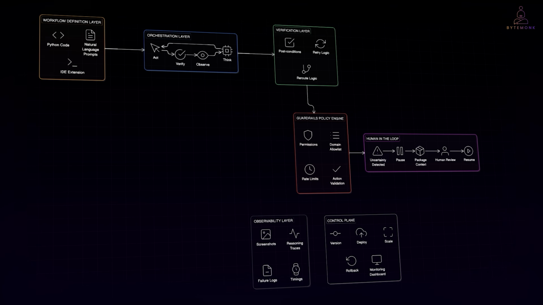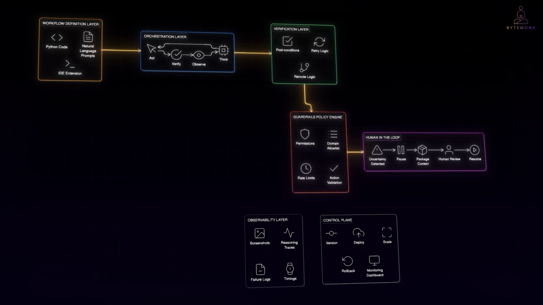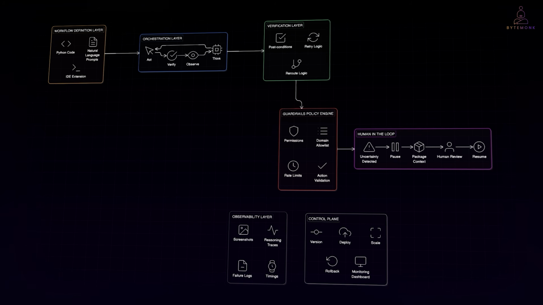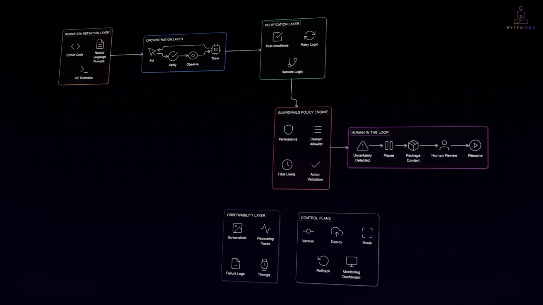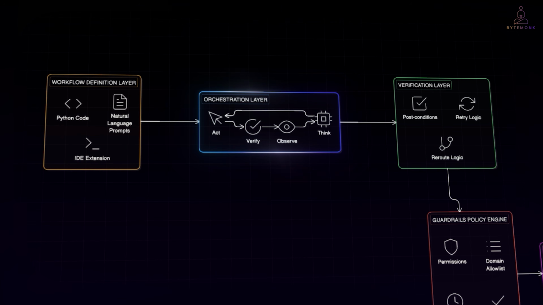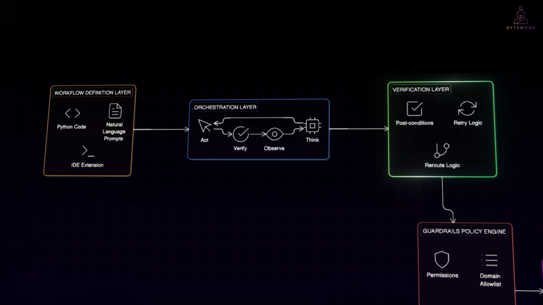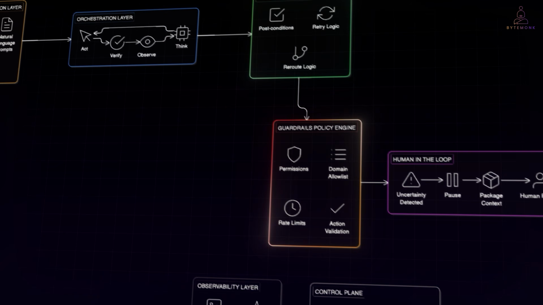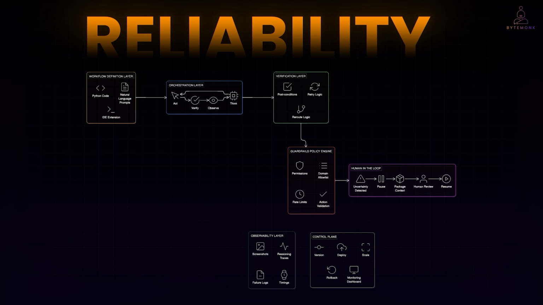When you zoom out, a reliable agent system looks like a stack. It's not one model. It's multiple layers working together. At the top, you have workflow definitions. In the middle, you have the execution runtime. Under that, you have the browser environment, and wrapped around everything, you have guardrails and monitoring. Reliability doesn't live in any single layer. It emerges from how these layers interact.